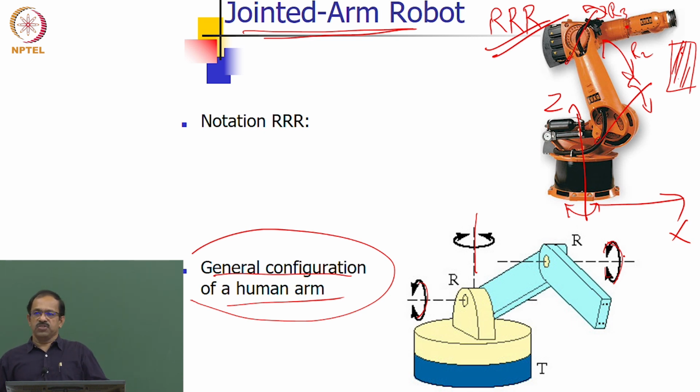So what will be the workspace? Pardon? Work envelope will intersect the robots. Okay, what do you mean by that?